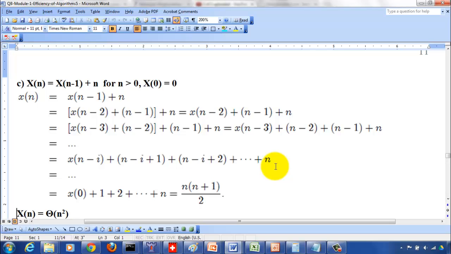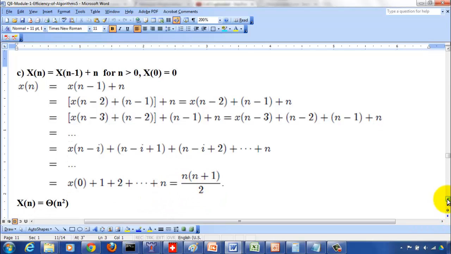So now I want to make this x term 0, so I put i equals n. So this is x of 0 plus, with i equals n, it means it is 1, then this is 2, 1 plus 2 plus up to n. So x of 0 is 0, so it's 1 plus 2 plus up to n, which is n times n plus 1 over 2, which is theta of n squared. Okay.